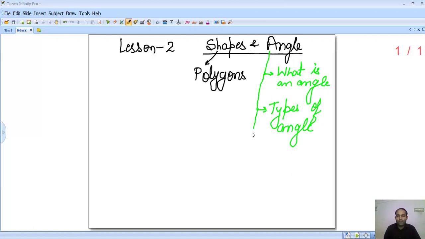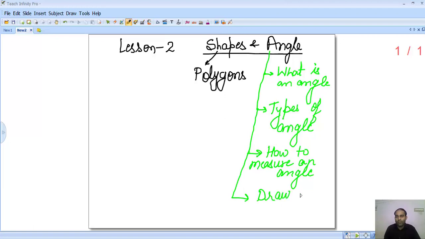Okay. Third one will be, what should be the third one? Now you know what is angle. Second one you know types of angle. Third one should be how to measure an angle. And for the last one will be how to draw an angle.